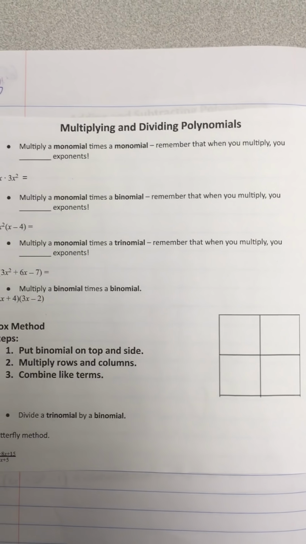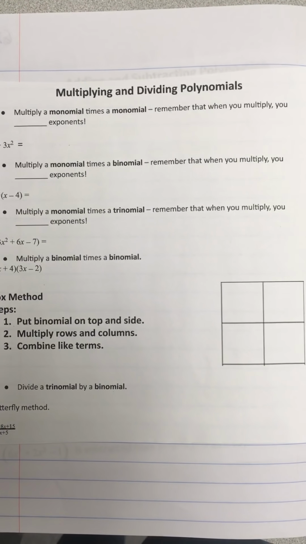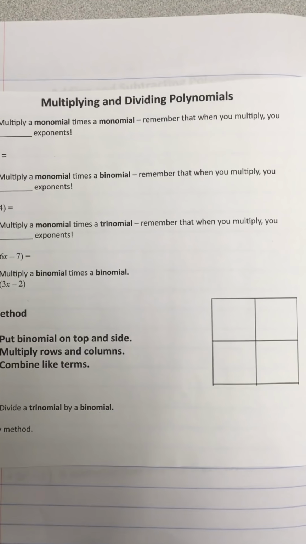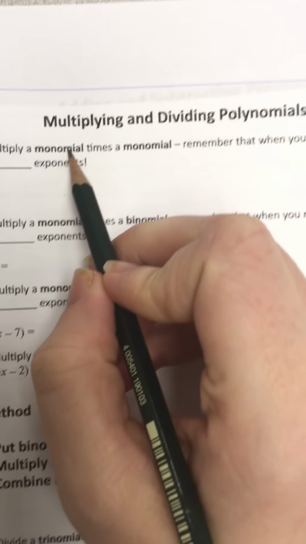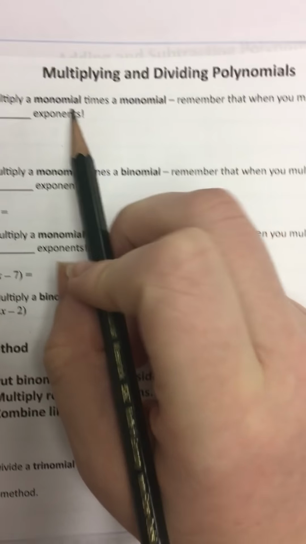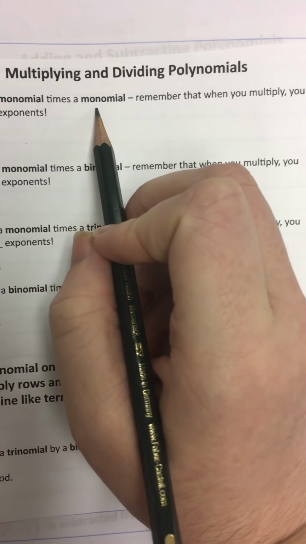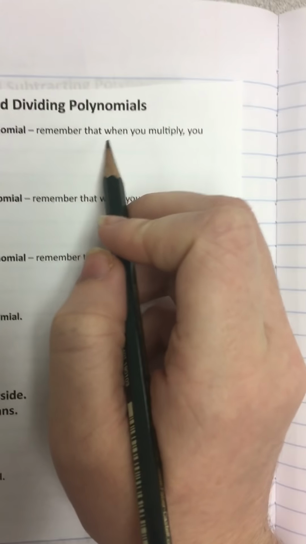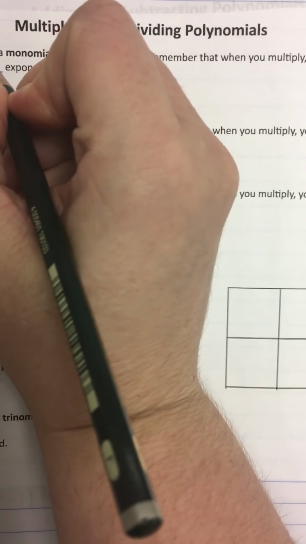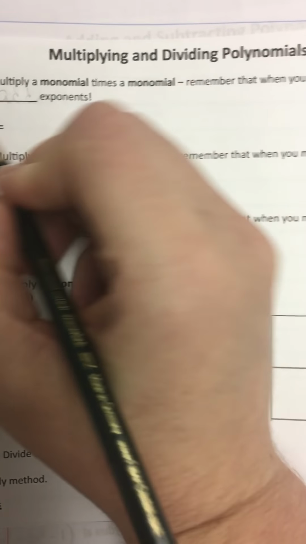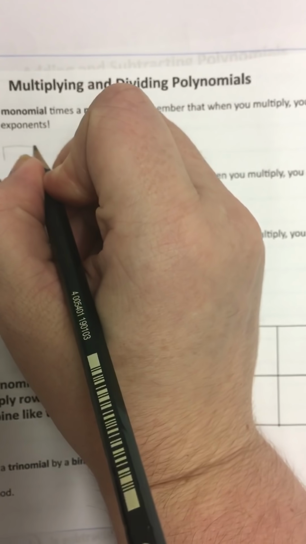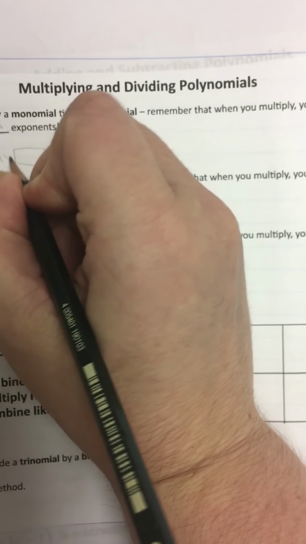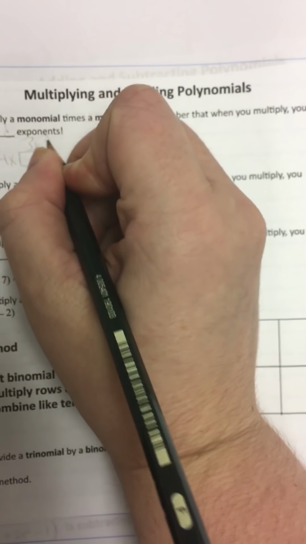In this video, we're going to learn about multiplying and dividing polynomials. So in the last video, we learned that monomial means one term. So if we're multiplying a monomial times a monomial, we have to remember from last unit that when we multiply, we add our exponents. So we multiply our coefficients. So this is really like this, 4x times 3x squared.